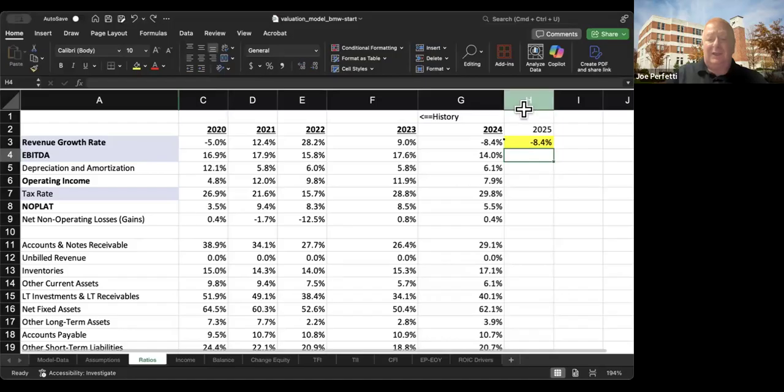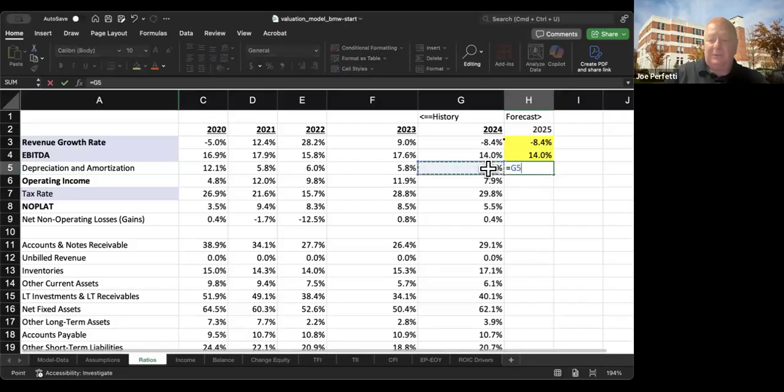Okay. So again, and I should have done this before, in cell H1, make sure you also put the word forecast up here. Highlight that this is forecasted ratios. And again, equal the previous year. So approximately 14% again. That is a yellow cell. Depreciation equals the previous year. So H5 equals G5. That's also a changeable cell. Make that one in yellow.